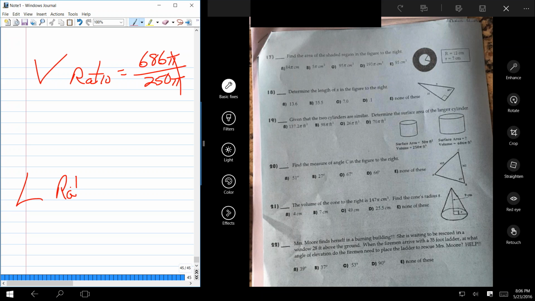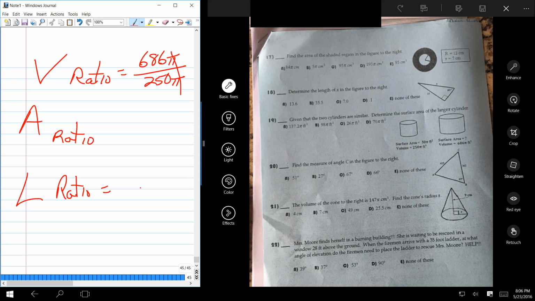The linear ratio would be... How am I going to get it? In other words, you have three kinds of ratios. You have the area ratio. Remember the surface. Whatever the linear ratio is, the area ratio is the square of that. The volume ratio is the cube of this. So therefore, what does the linear ratio have to be?